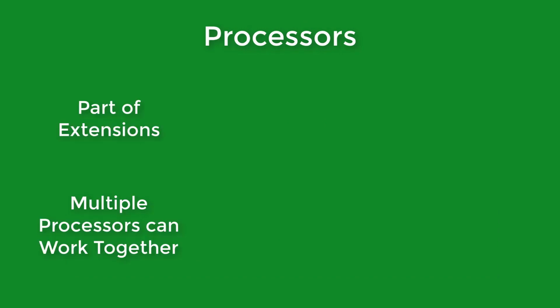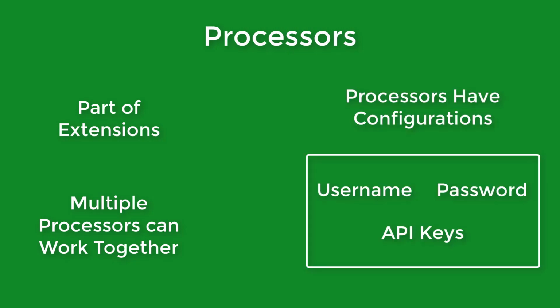Processors are the parts of the extension that get run by Smart Connector. Processors can vary in complexity, and for difficult tasks, several processors could be required to complete the task. Processors have configurations that contain all the information the processor needs to run. Processor configurations contain items such as usernames, passwords, and API keys required to make the processor work.